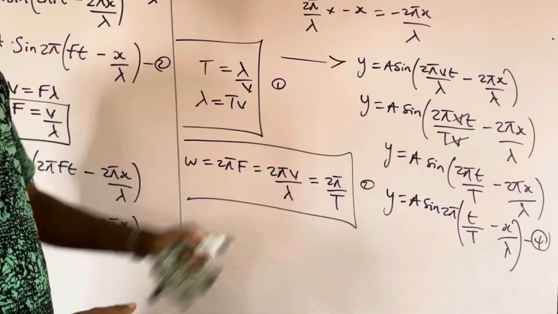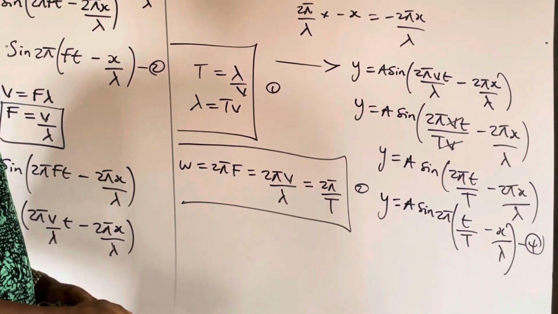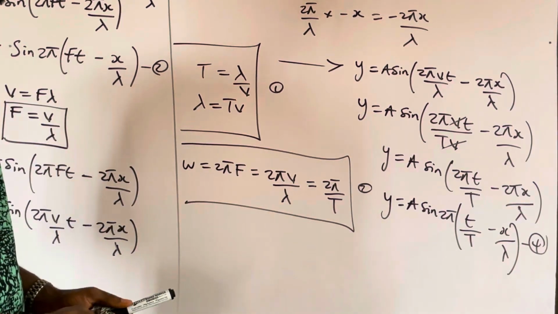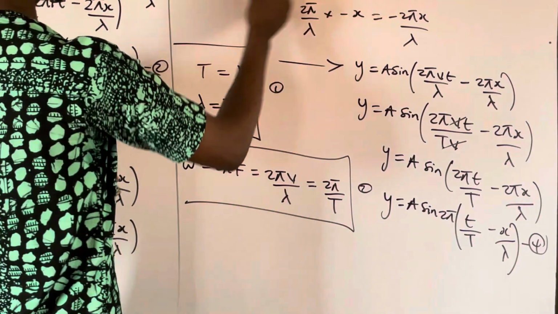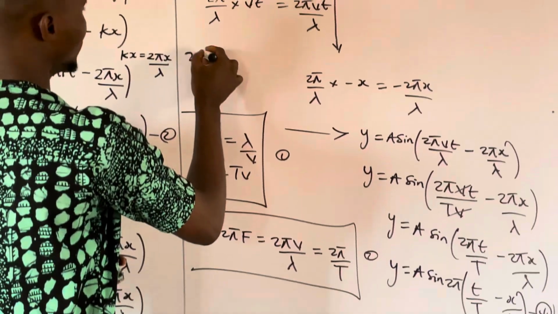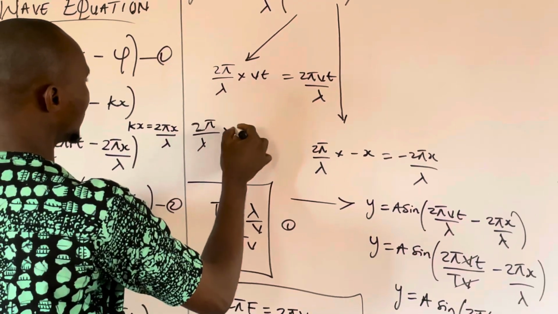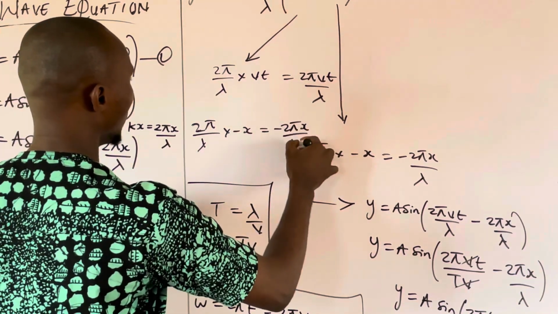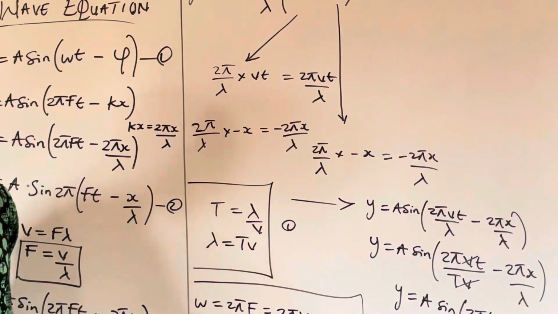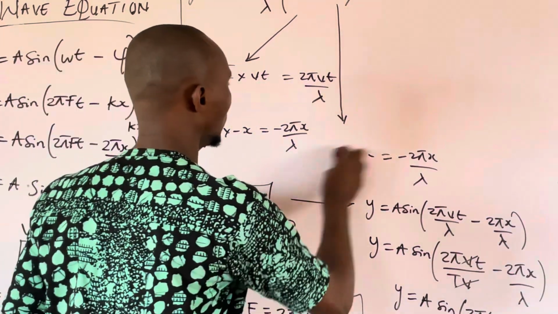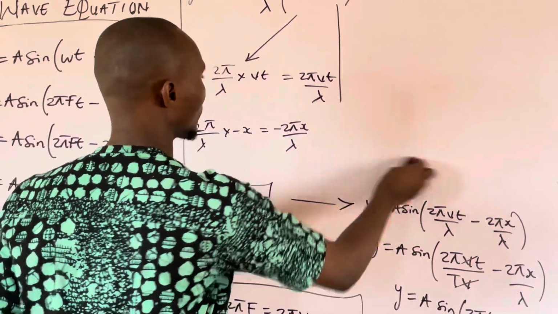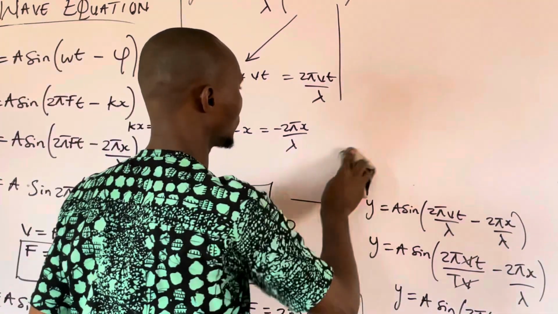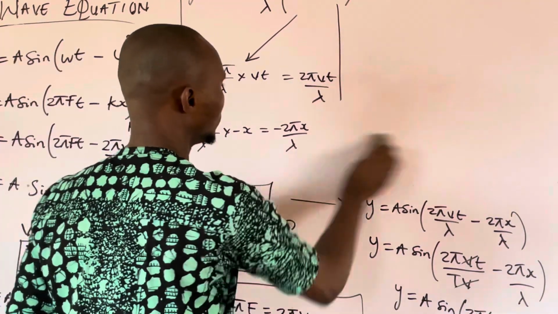Using this one, do you get it? Now let me use this second one to still get equation 4. In that case, I have to shift this somewhere here. This thing I wrote here, 2 pi over lambda times minus x, which is equal to minus 2 pi x over lambda. I have to clean this so that we'll see it clearly.